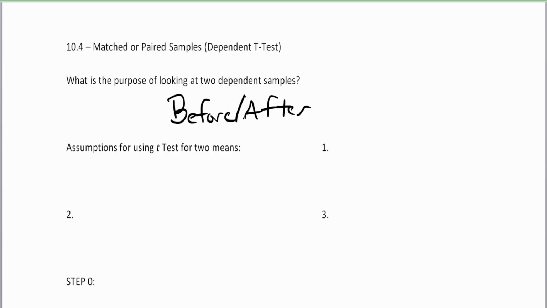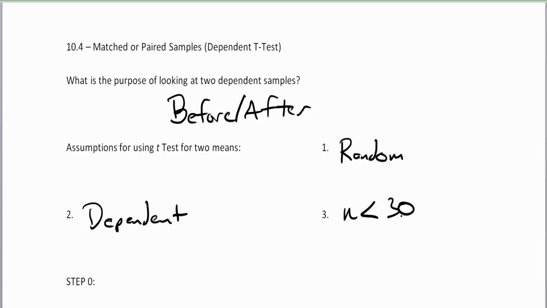So it literally is a two-sample test, but we are going to type it into our calculator as if it was one sample. So there are some general assumptions, though: first of all, this is random. Second of all, this is dependent. And third of all, the sample is going to be small. And that kind of makes sense just because we're not going to throw a ton of stuff at you in a problem like this.